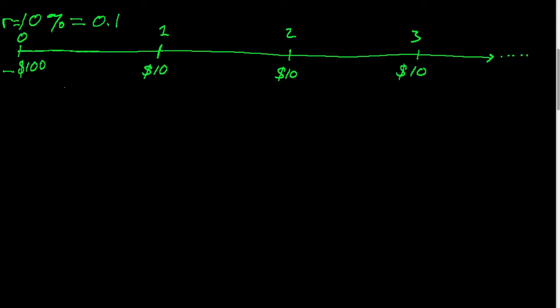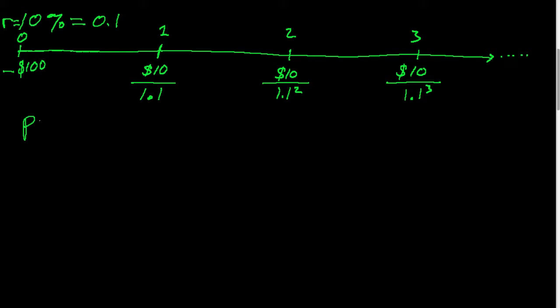Well, let's take a look. Let's discount those cash flows and see what we get. The present value of $10 received in 1 year is $10 divided by 1.1. The present value of $10 received in 2 years is $10 divided by 1.1 squared. And the present value of $10 received in 3 years is $10 divided by 1.1 cubed.